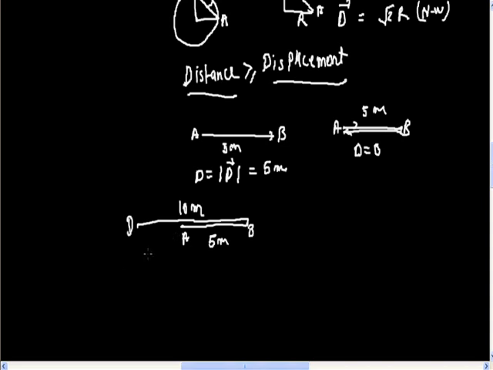According to the definition, it is the shortest distance between the initial and final position. That is the initial position, and D is the final position. The distance between the initial and final position is this much, that is 10 minus 5 equal to 5, and the direction is opposite to A, therefore it is minus 5 meter.